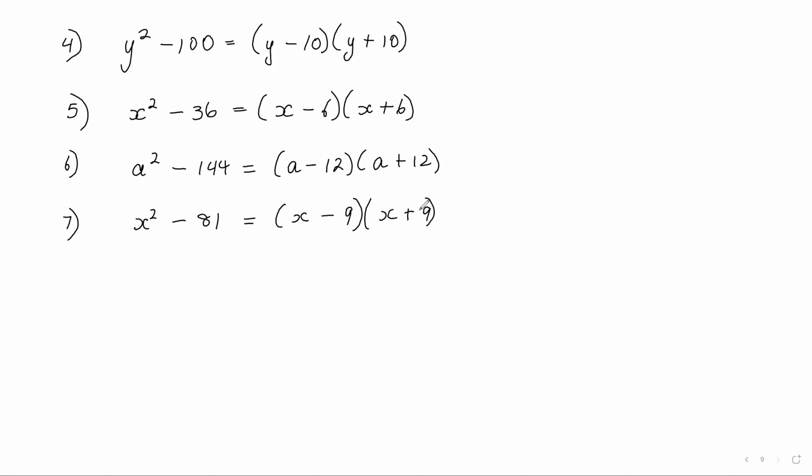And Athena, what about if I had y squared take away 16? What will go in the brackets, Athena? The first bracket would be y minus 16. No, not 16. 4. Sorry. 4. Yeah. And then the second one would be y plus 4. Perfect.